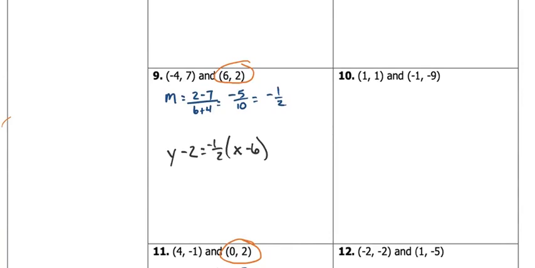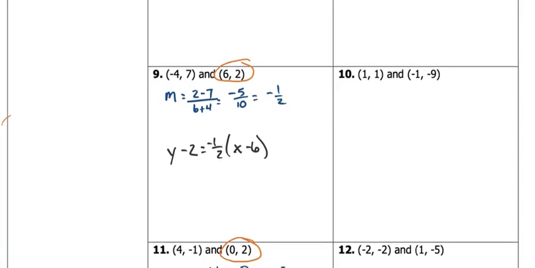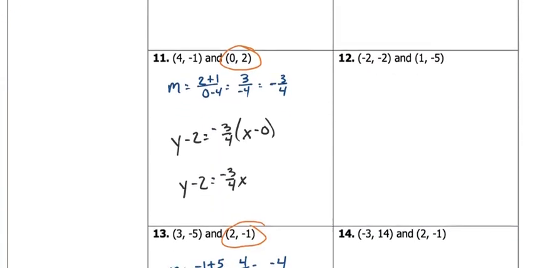For number 9, my slope was -1/2. I plugged that in and I had y minus 2 equals -1/2, and then in parentheses I have x minus 6. Number 11, my slope is -3/4. To write that out, I'd have y minus 2 equals -3/4, and then in parentheses x minus 0. That is absolutely point slope form. I just simplified it down saying I don't really need a minus 0, so that'd be y minus 2 equals -3/4 x.